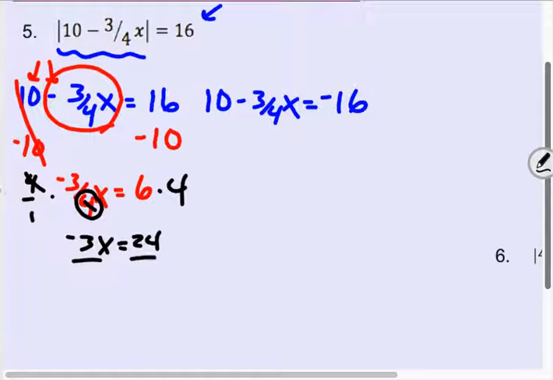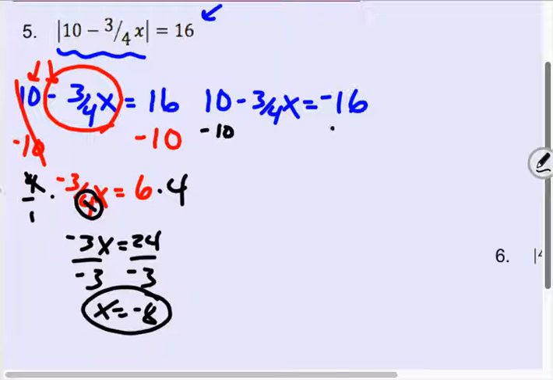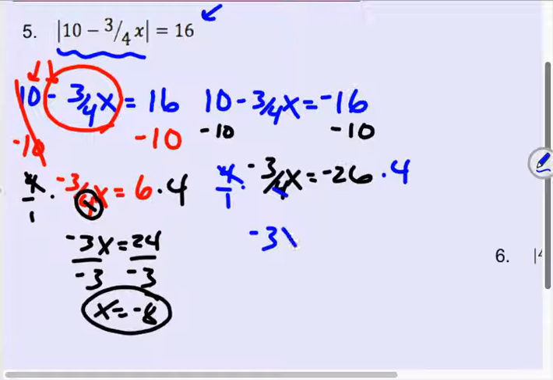Divide both sides by negative 3. X equals negative 8. Subtracting 10 again from both sides, I get negative 3/4 x equals negative 26. Okay, a little bit bigger numbers here now. Multiply both sides by 4 over 1, or just 4. Cancel out. Negative 3x equals negative 26 times positive 4 is negative 104.